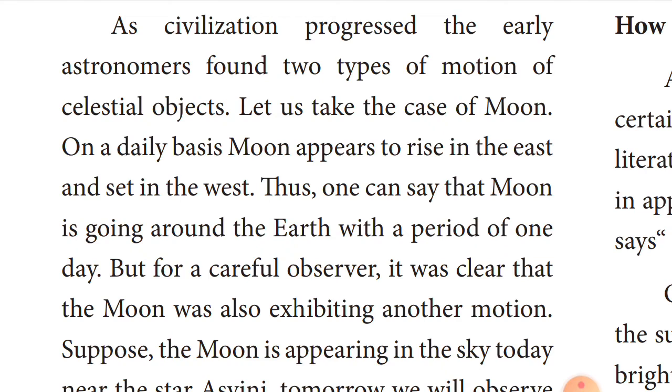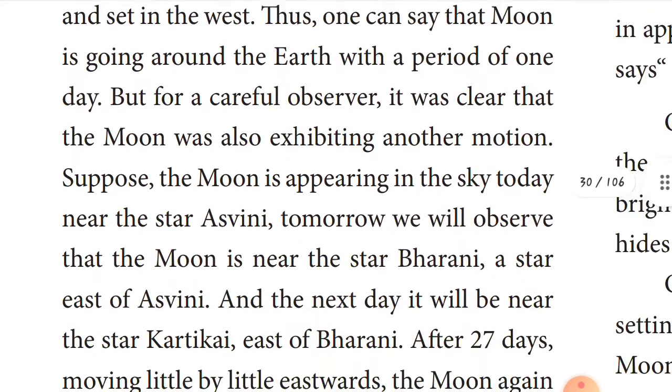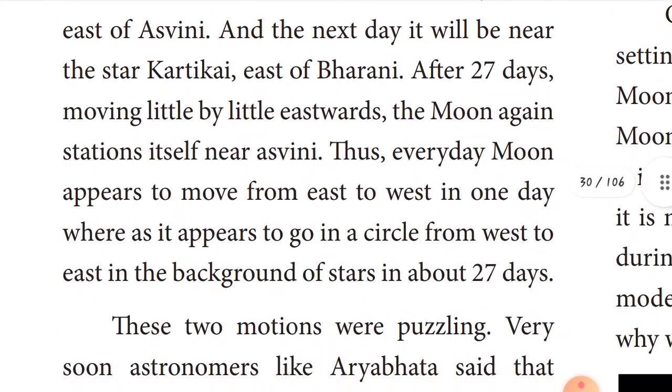You see the civilization progress. The early astronomers found two types of motion of celestial objects, children. Let us take the case of the moon. In our day-to-day life, you see the moon appears to rise in the east and set in the west. Yes or no? And the next day it will be near a star, Kartikai, east of Bharani.